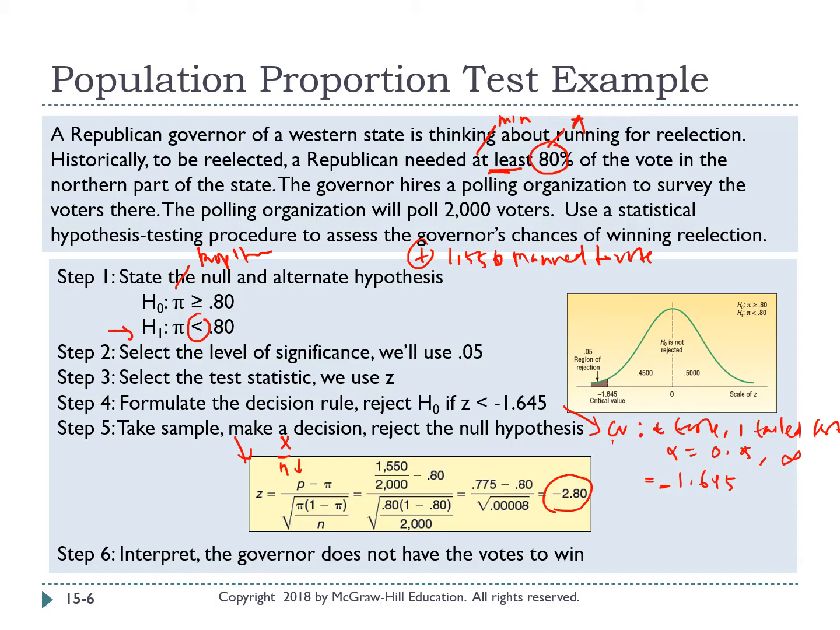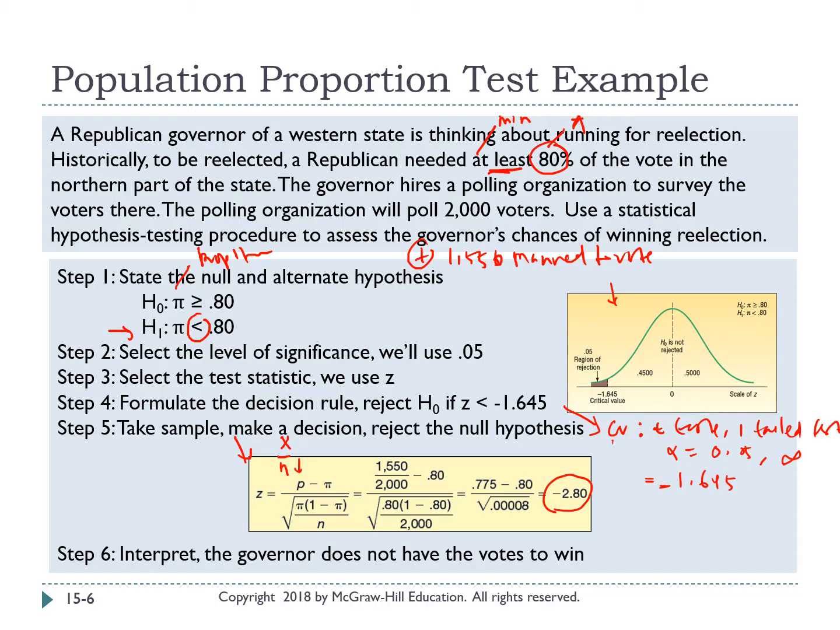Okay, the next one, you have to draw the diagram and make sure that your CV is formed or is mentioned as the rejection region. Okay, so what can you say? You have to say reject H null if Z value is smaller than negative 1.645.